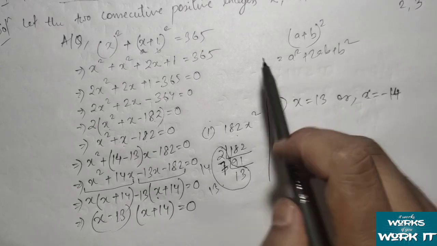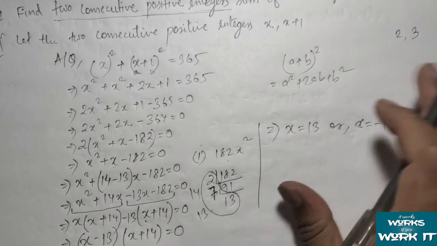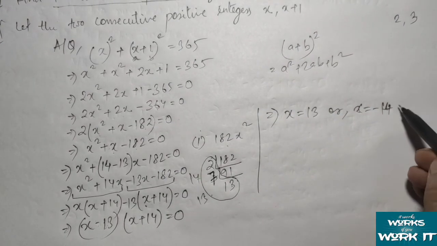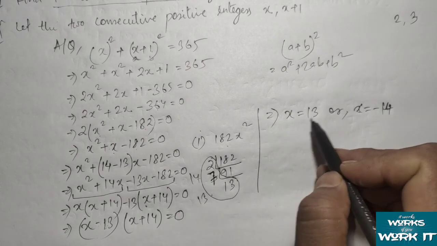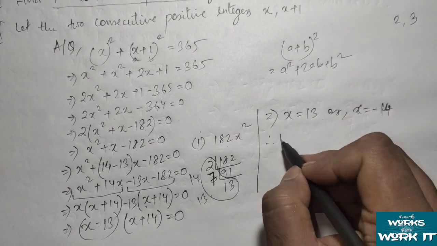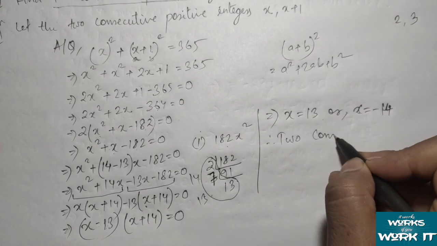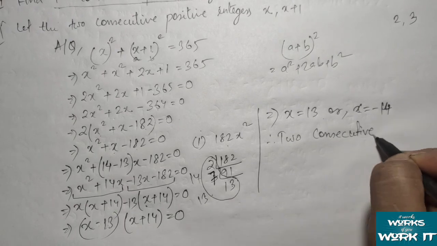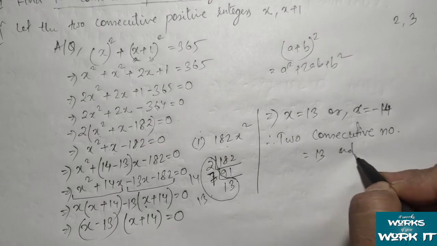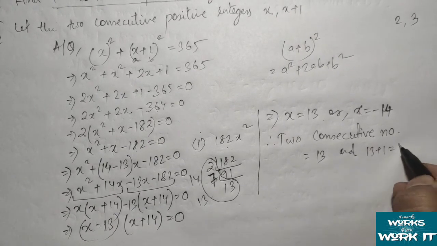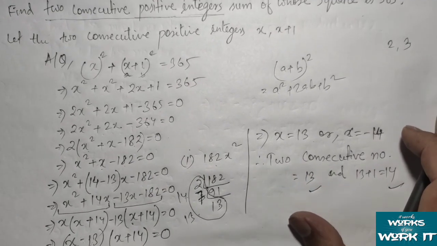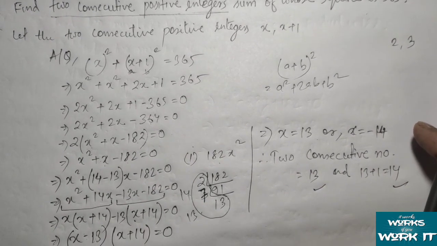So here the question was asking about positive integers. Positive integers we were requiring. So we will not take x equal to minus 14, we will take x equal to 13. Therefore the two consecutive numbers will be one 13 and another one 13 plus 1, which gives us 14. Okay, so these are the two consecutive positive integers we require. I hope you have understood this one.